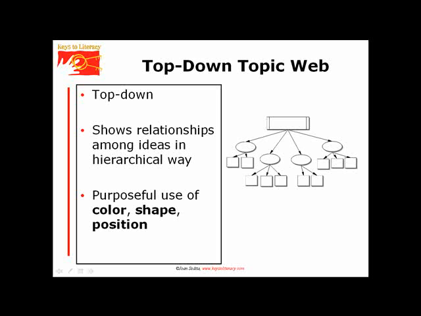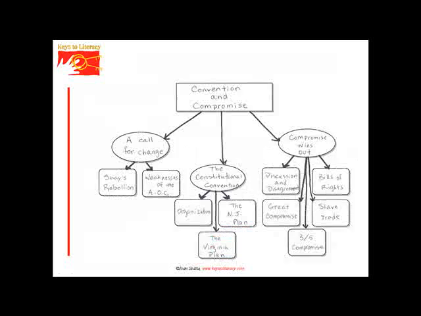The Key Comprehension Routine uses one basic graphic organizer, the top-down web. The web provides an overview of the big picture. This format places broader topics close to the top and subtopics underneath. You can use shape, positioning, and color to represent the relationships among the topics in a hierarchical way.